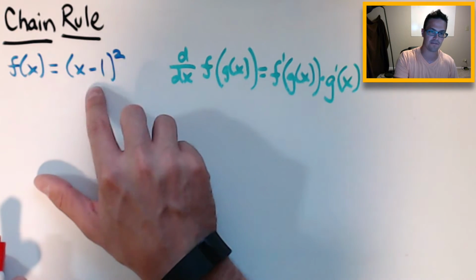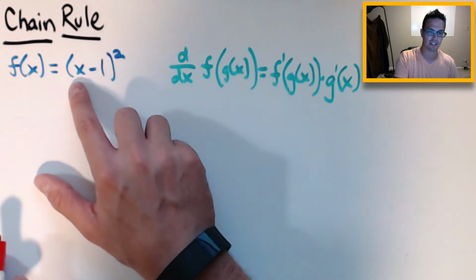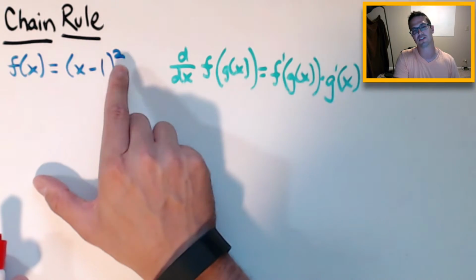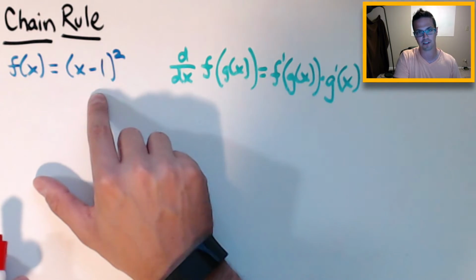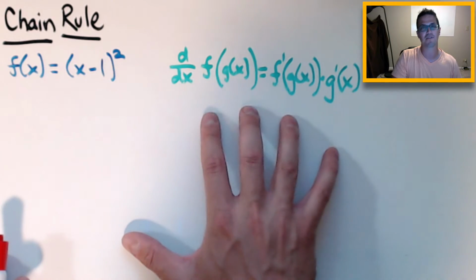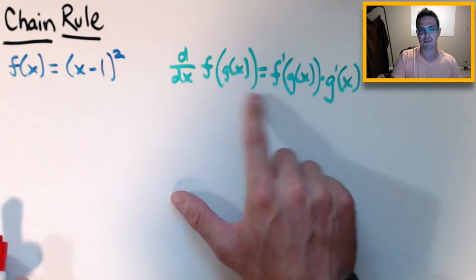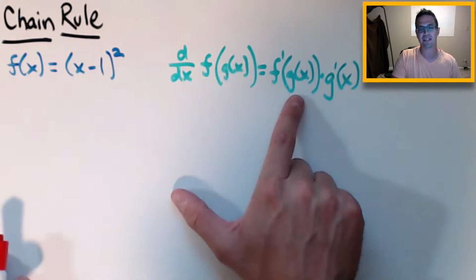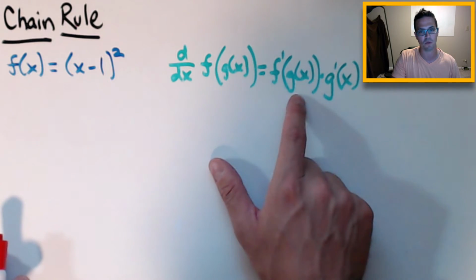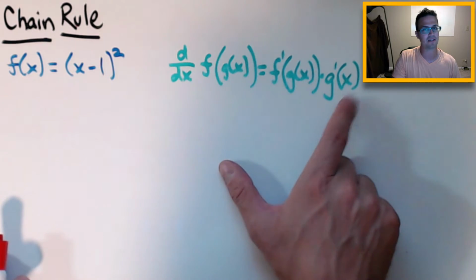So this would be the inside function, this would be outside. So you're basically having this x minus 1 and you're doing some other function to this entire function there. Now, the chain rule is written right over here in green. So basically you just take the derivative of that outside layer, but you keep the inside layer completely the same as it was. Then you multiply by that inside layer's derivative.